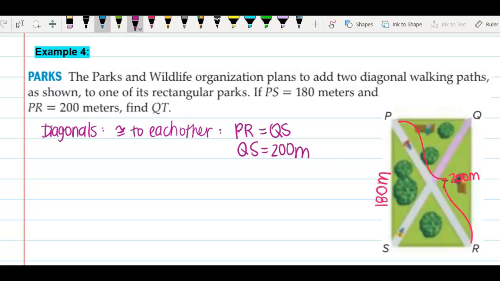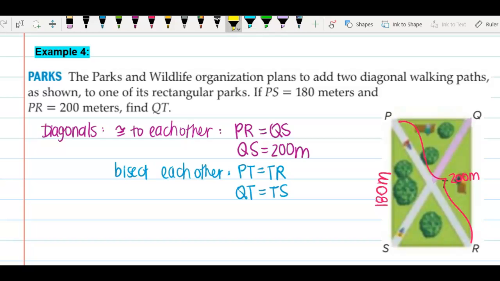The next thing we want to talk about is a rectangle is still a parallelogram. So all of our rules still apply when we're talking about a parallelogram, which we did a couple problems ago. A parallelogram's diagonals, just a general parallelogram, actually bisect each other, which means that PT is equal to TR and QT is equal to TS.